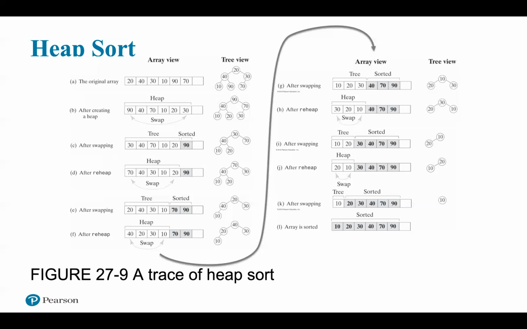The array is now partitioned into a tree region and a sorted region. Following this swap, we call reheap on the top of the tree portion, transforming it into a heap, and perform another swap, as figures 27.9d and 27.9e illustrate. We repeat these operations until the tree region consists of one item, figure 27.9k. The array is now sorted into ascending order. Notice that the array actually is sorted in figure 27.9g, but the algorithm does not detect this fact.